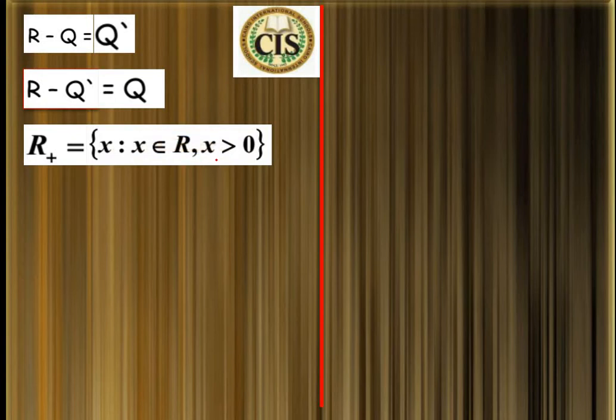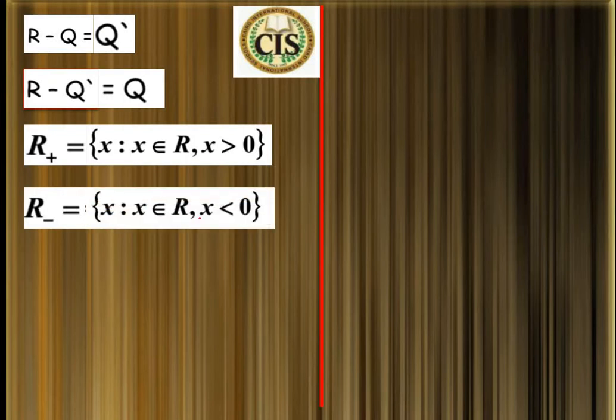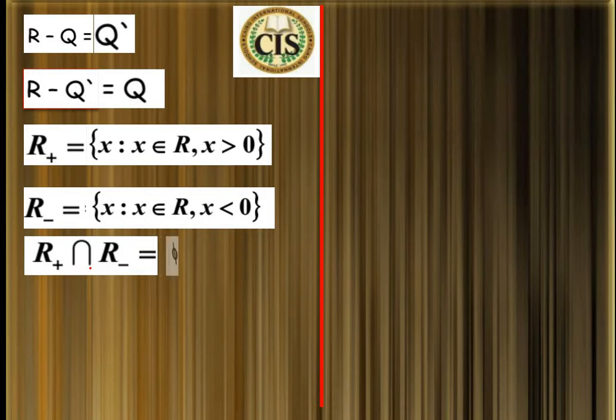R positive means all numbers bigger than 0. We write it like this, x bigger than 0. R negative, all numbers less than 0. We write it like x less than 0. R positive intersect R negative. What's the meaning of intersect? Intersect means the common numbers between R positive and R negative. So we cannot find any numbers in common, and the answer will be the empty set.